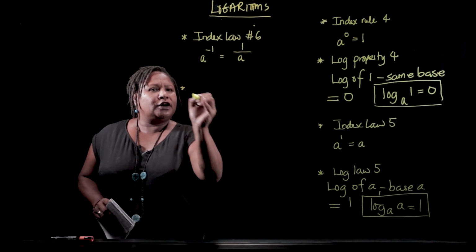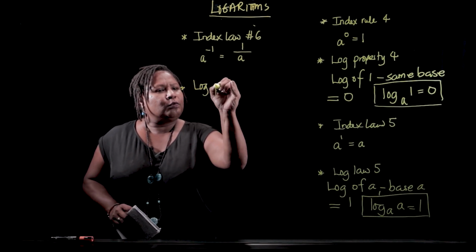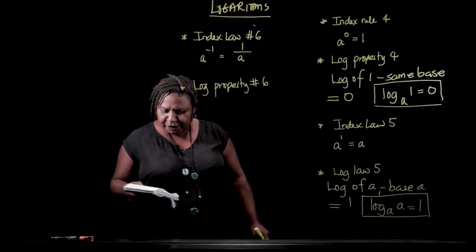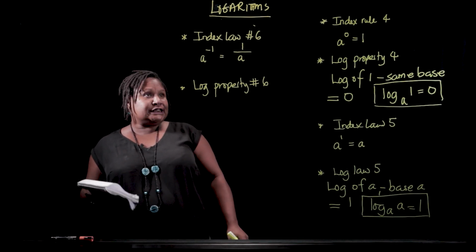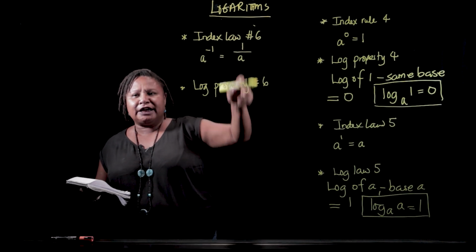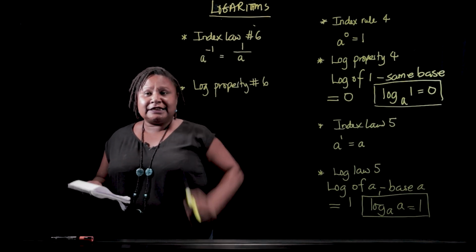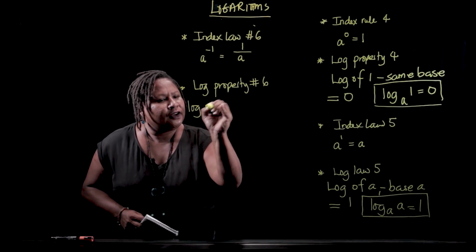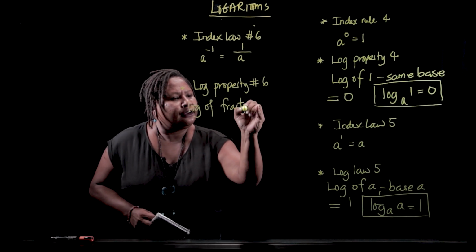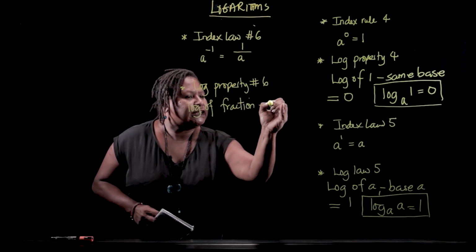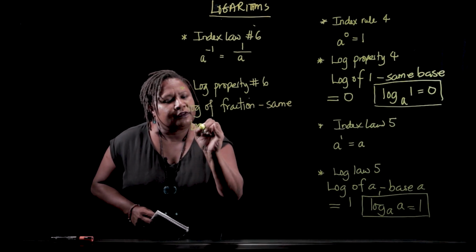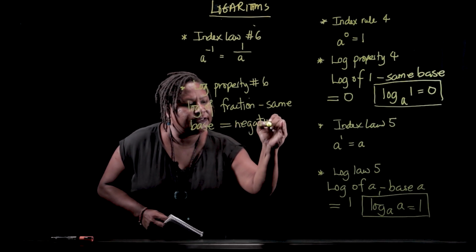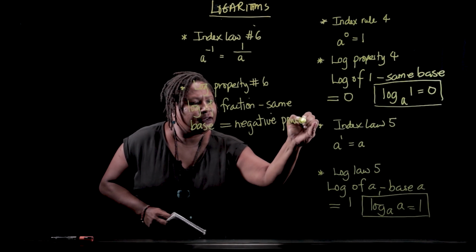Now, what about logarithms? So log property number 6. Log property number 6 states that if you take the log of a fraction, then the index is negative. So log of a fraction, with the same base, is equal to a negative power.